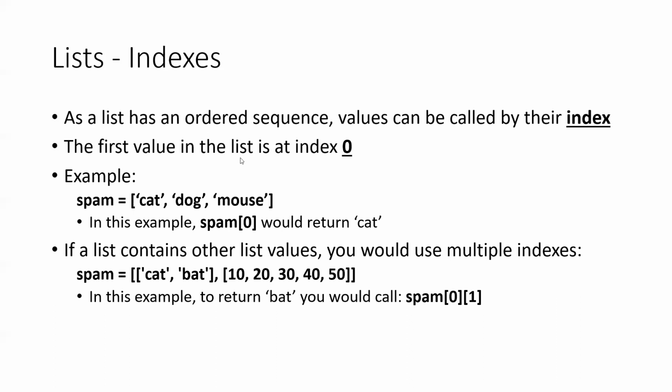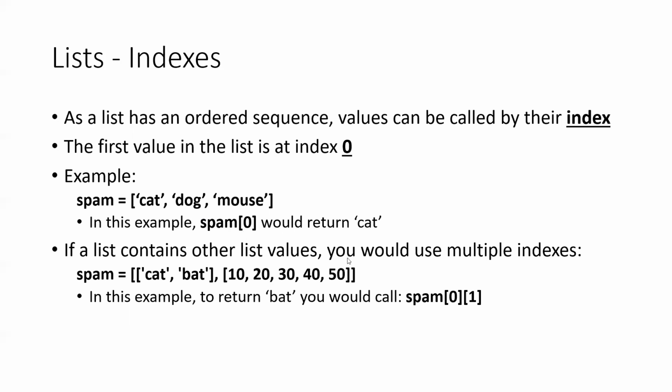We have indexes inside of a list, and this is going to refer to that ordered sequence. So the first value in a list is always at index 0. Therefore, if we have this list cat, dog, mouse, spam 0 would return cat out of there. Remember on this list that indexes start at 0. It's another thing that trips people up on the exam.